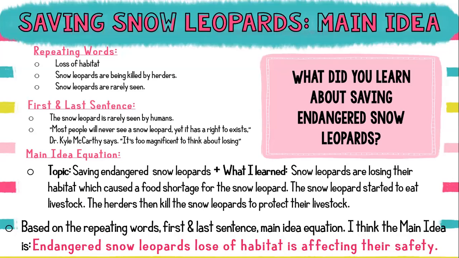So based on the repeating words, the first and last sentence, and my main idea equation, I think the main idea is endangered snow leopards' loss of habitat is affecting their safety. And when we're talking about their safety, we're talking about how they're being killed by the herders because of their loss of habitat. So that is our main idea. So we take our topic plus what we learned about the topic to create our main idea.